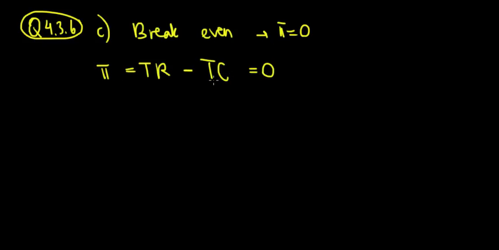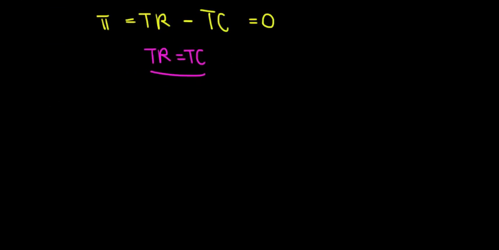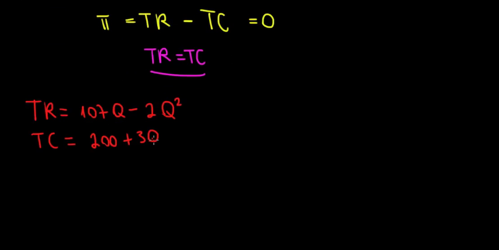So if total revenue minus total cost equals zero, that means that total revenue must equal total costs. So that's what we're looking for. Now, when does this hold? Well, let's see. We have our total revenue function and our total cost function. Total revenue is equal to 107q minus 2q squared, and total cost is equal to 200 plus 3q. That was given in the question.